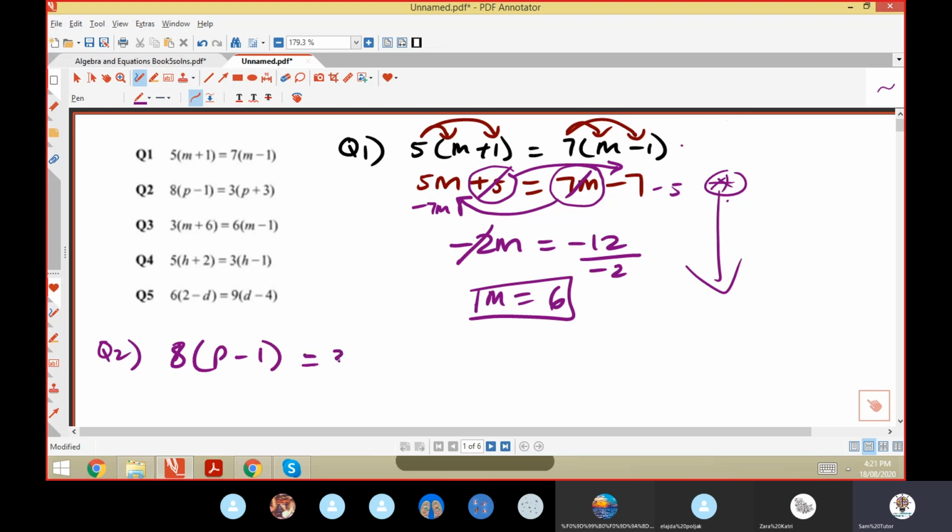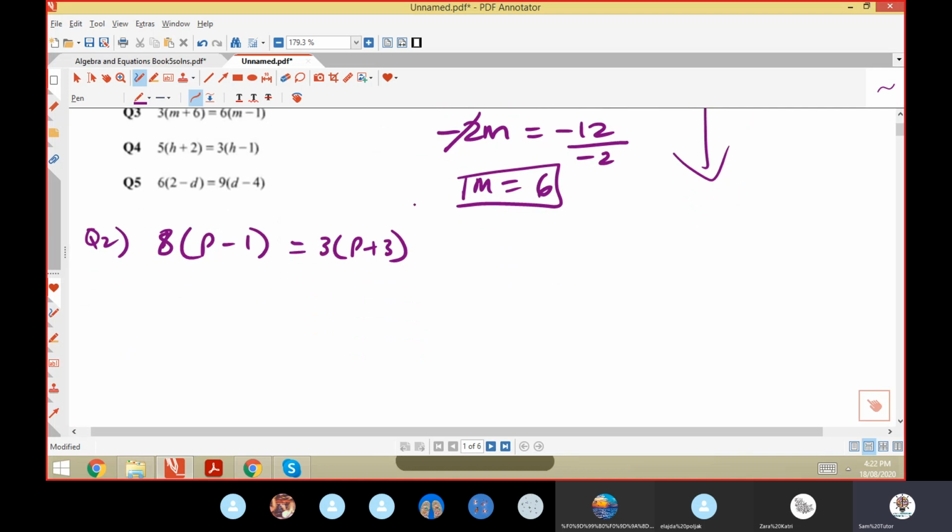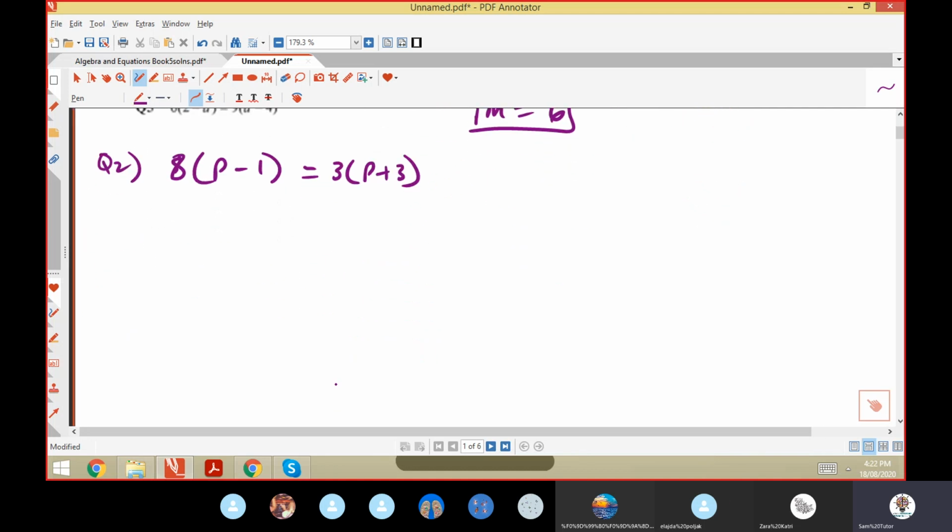Question 2, who wants to give it a shot? 8p minus 1 equals 3p plus 3. Who wants to do that with me, to see if they understand this? Did you guys expand? Yes, you've got to get a bit closer to the mic, I can barely hear you. But yep, expand it.